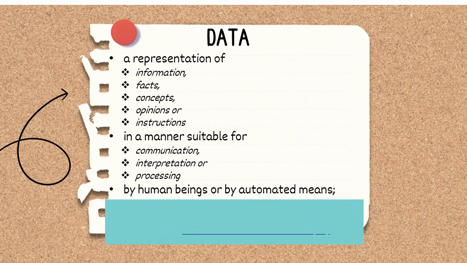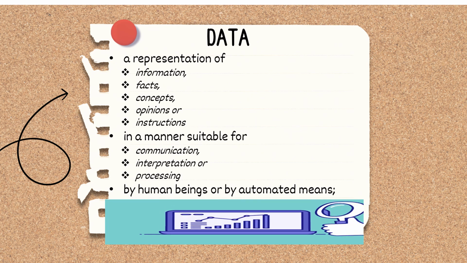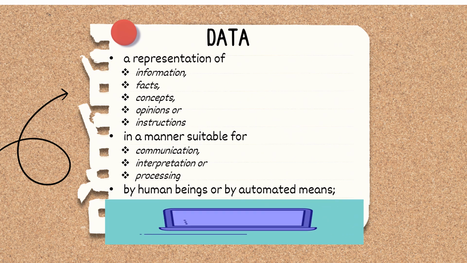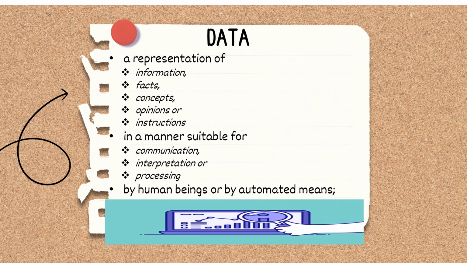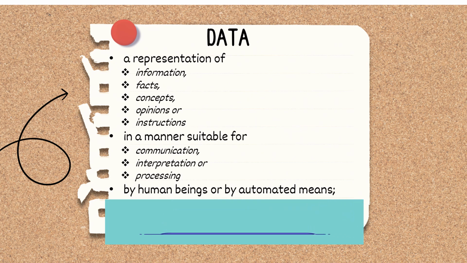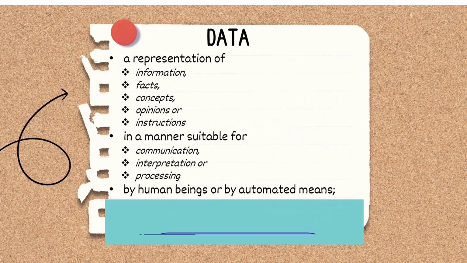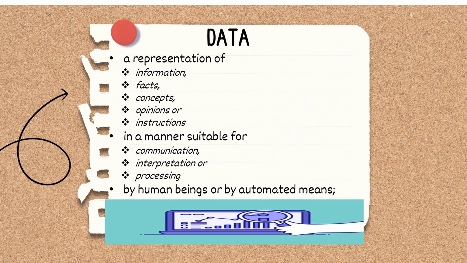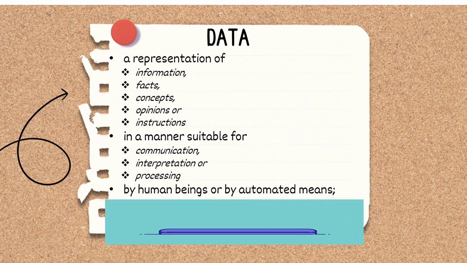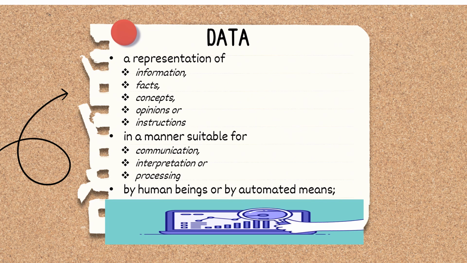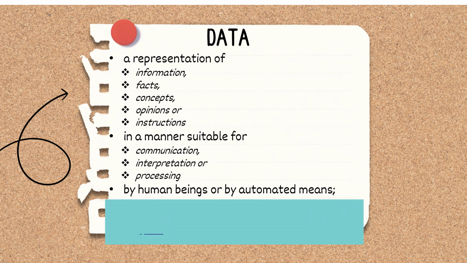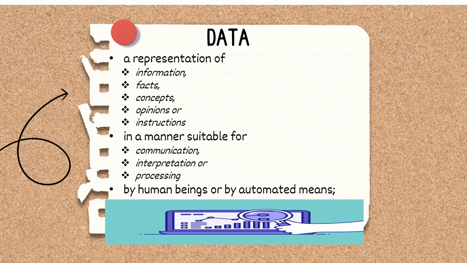So in this particular slide, we will learn what is data as defined in the DPDP Act. So DPDP Act says data is a representation of information, facts, concepts, opinions or instructions in a manner that is suitable for communication, interpretation or processing by human beings or by automated means. Now we will learn one terminology in this session.